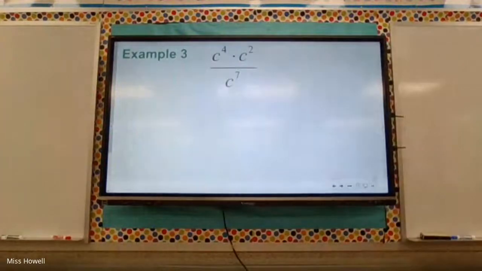All right, example number 3. c to the 4th times c squared all over c to the 7th.